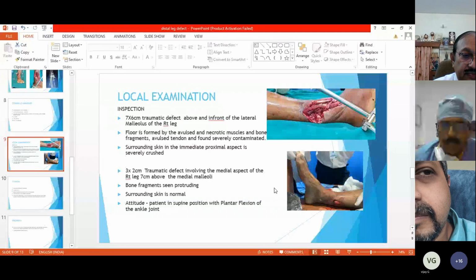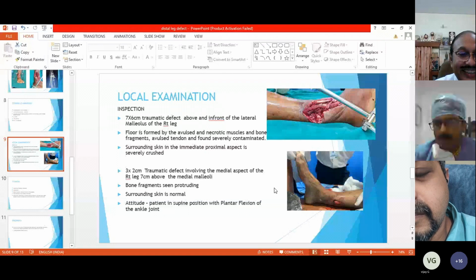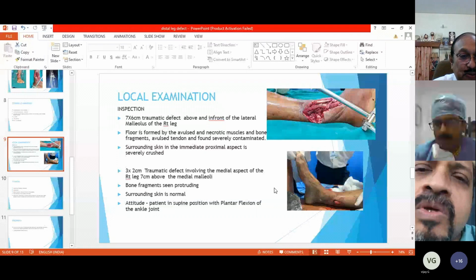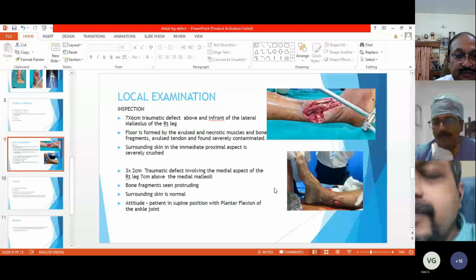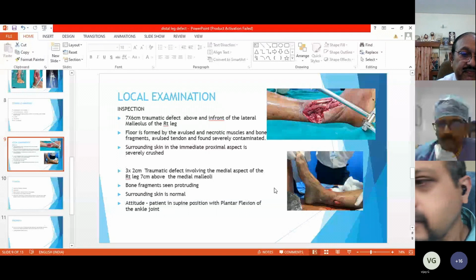In such a situation, the examiner usually will ask you to justify your VAC application vis-a-vis regular debridement and wound inspection, to see how the wound is progressing. Yes, sir, you can use VAC. I'm not against VAC. But you have to justify it, because there are definite indications for VAC. That's why I asked. Yes, sir.